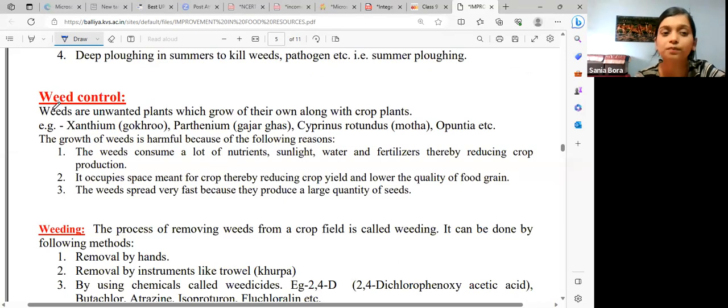What is weed control? Weeds, you know, are the unwanted plants which grow on their own along with the crop plants. Examples are Xanthium, known as gokhru, Parthenium, known as gajar grass, and Cyperus rotundus, known as motha. You can write one or two; these two are important. The growth of weeds is harmful because of the following reasons.